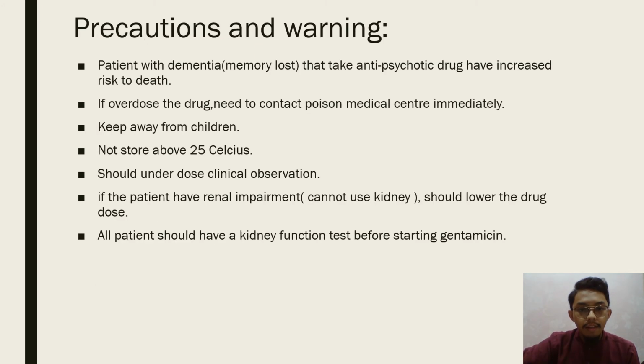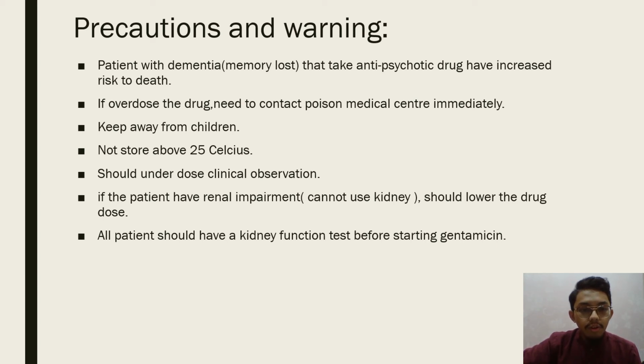Now I want to talk about the precautions and warnings. Firstly, if the patient has dementia, meaning memory loss, and takes antipsychotic drugs, we cannot prescribe this drug to them because the risk of death increases, so we don't give it to them. And then if you overdose on the drug, you need to contact the poison medical center immediately. Next, you need to keep this drug away from children.